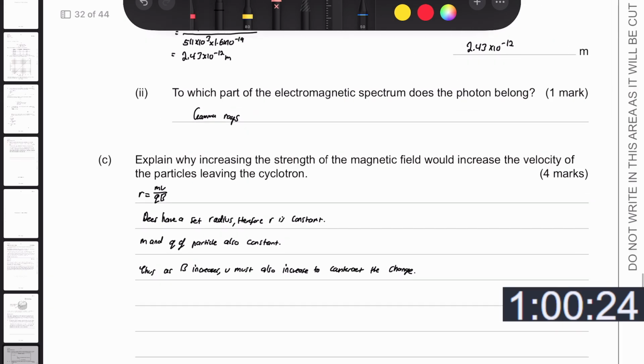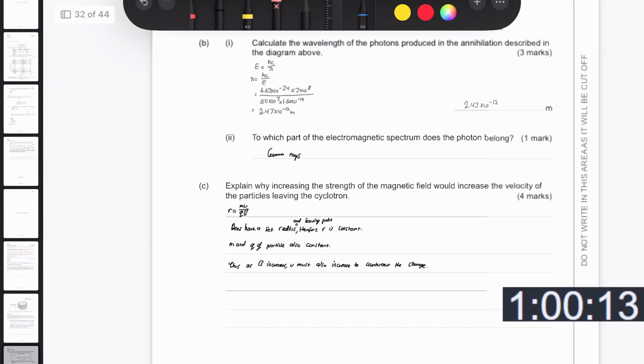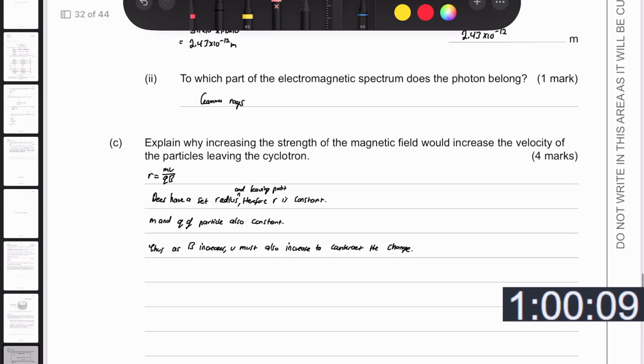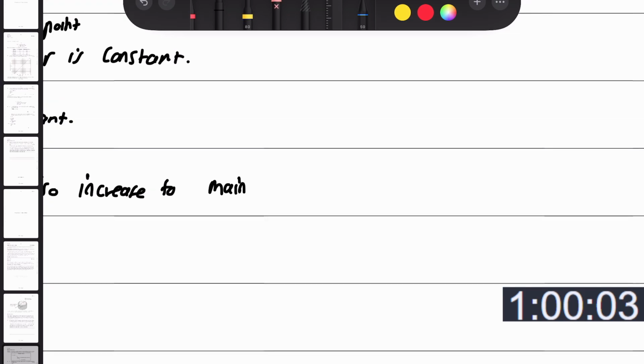They have a set radius and leaving point. So R is constant, and as B increases, V is also increased to maintain a constant radius.